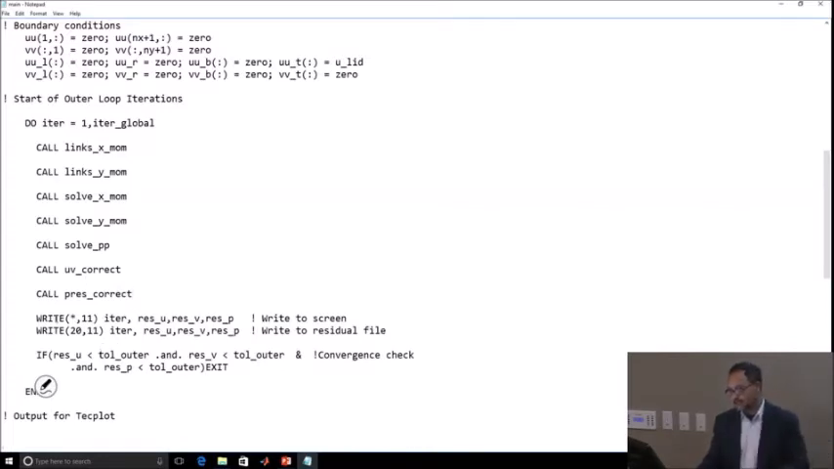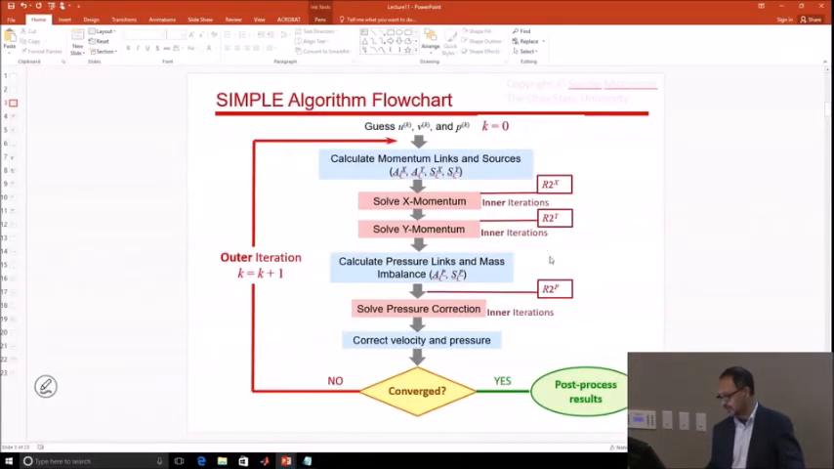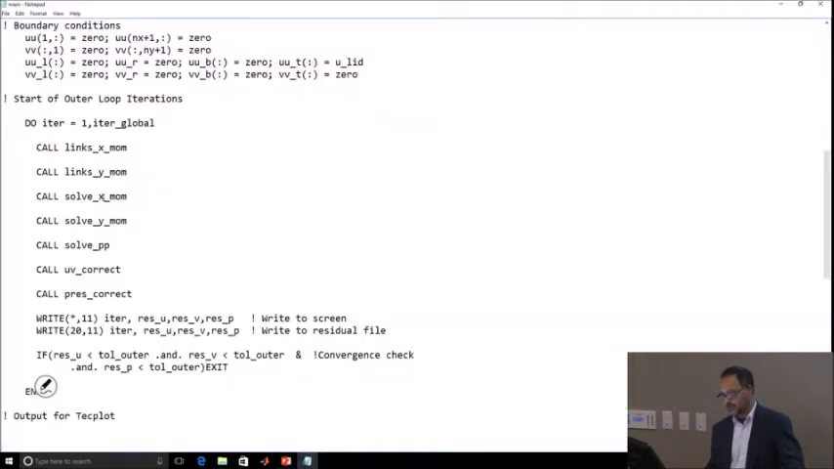Now again, this is something you can do in various ways. What I do, for example, is that these residuals, res u, res v, res p, are the R2 values of u, v, and p that we calculate right here in this algorithm, these three. Those are calculated somewhere inside these and stored. And then here, I simply print them out on screen so that when I'm running the code, I can see whether it's converging or diverging. I also write it out to a file so that I can plot it later.